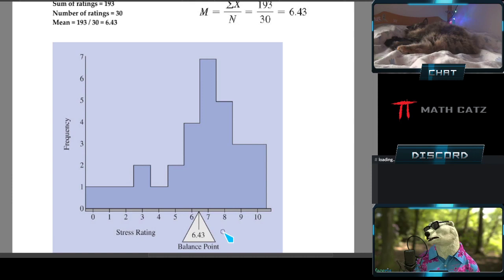So when I talk about the measure of center, I'm not saying anything about how it's spread around this mean, that is a completely separate issue. Just where is this located? Well, the average stress rating scores 6.43. And that tells me it's not low stress, it's not super high stress, but it is a little higher on the stress rating scale. That gives me information by just a single number.